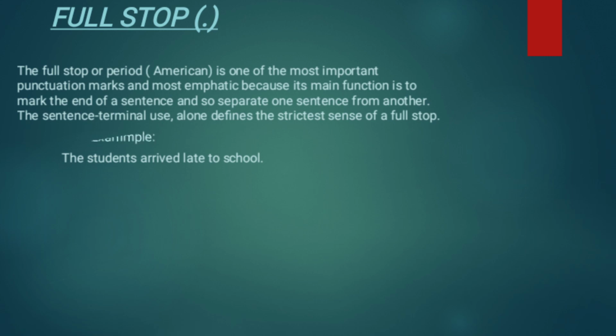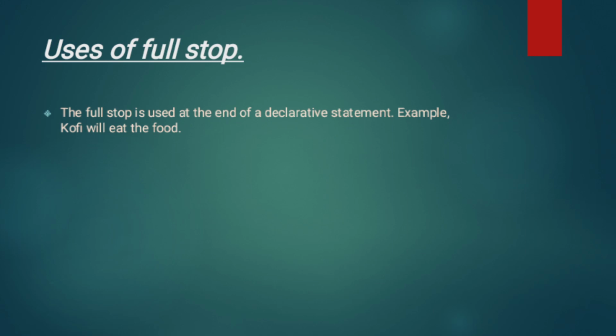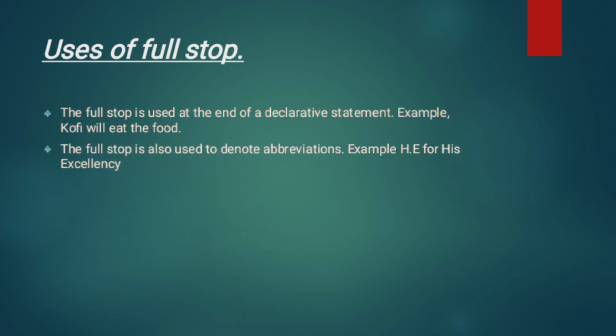Now let's go to the uses of the full stop. The full stop is used at the end of a declarative sentence as earlier discussed. Then it is also used to denote abbreviations, words that have been shortened. Mostly we use the first letters. So here we have H.E. for His Excellency.